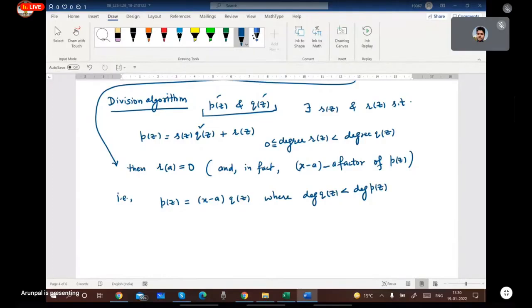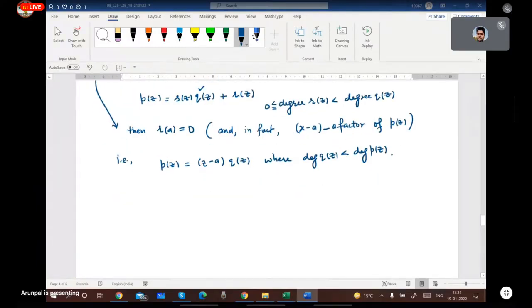In fact, oh, sorry, sorry. In fact, class, the degree of q(z) will be strictly 1 less than the degree of p(z), right, class? All this you know, right?